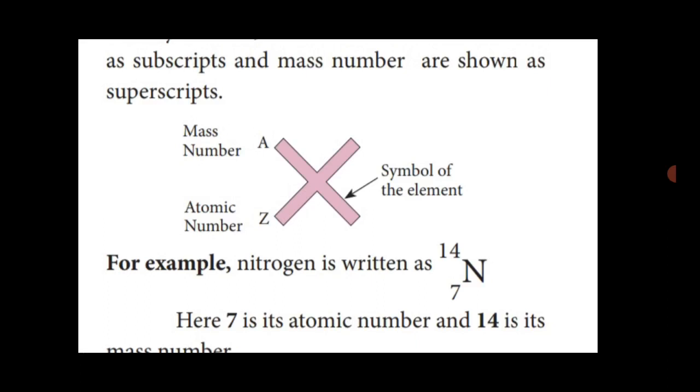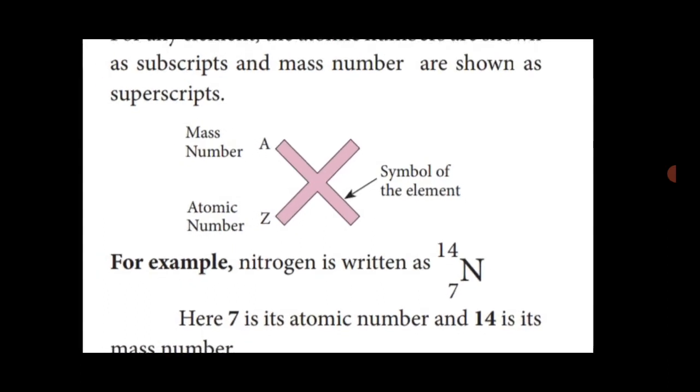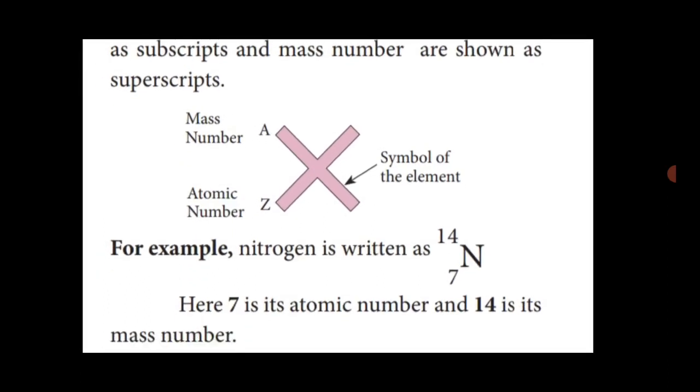For example, nitrogen is denoted as 7N14. 7 is the atomic number, and 14 is the mass number. Nitrogen's symbol is capital N. 7 is the atomic number of nitrogen. 14 is the mass number of nitrogen.